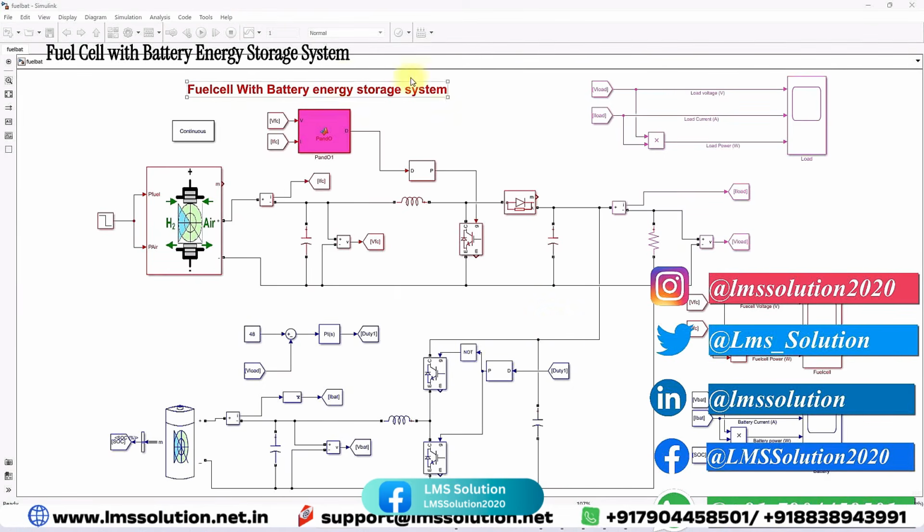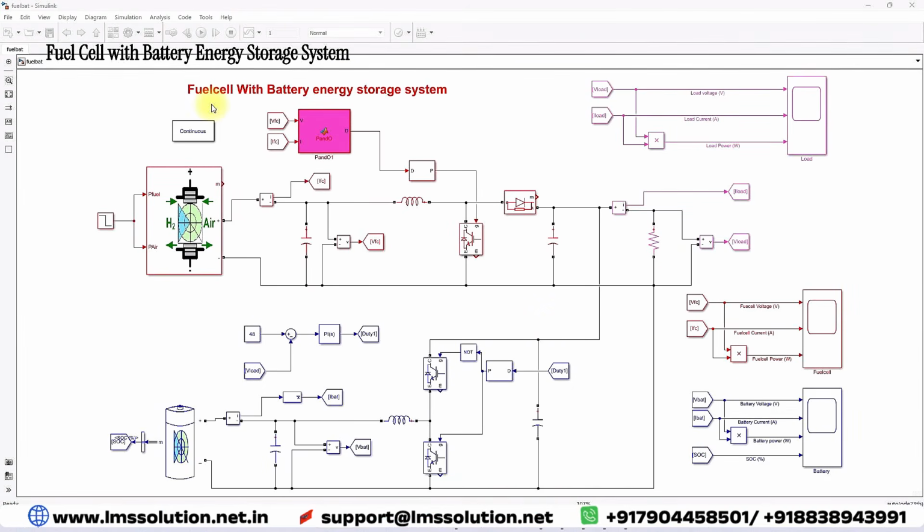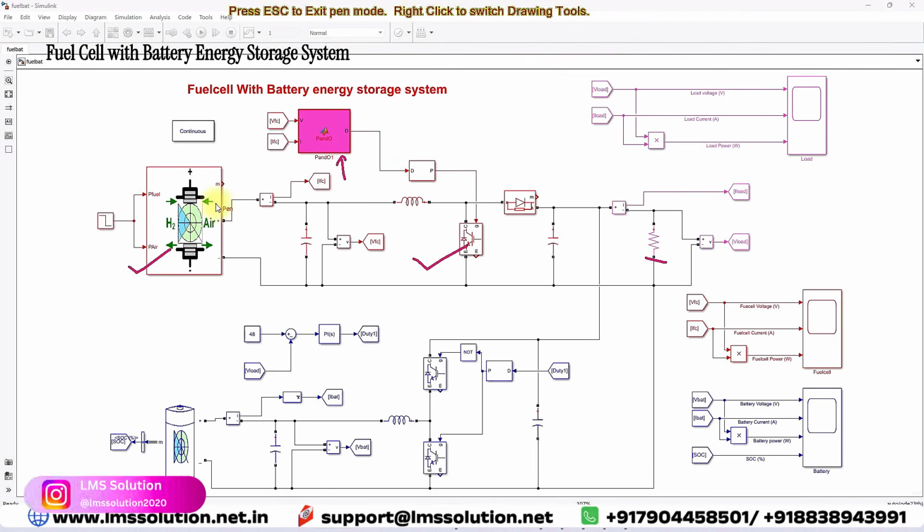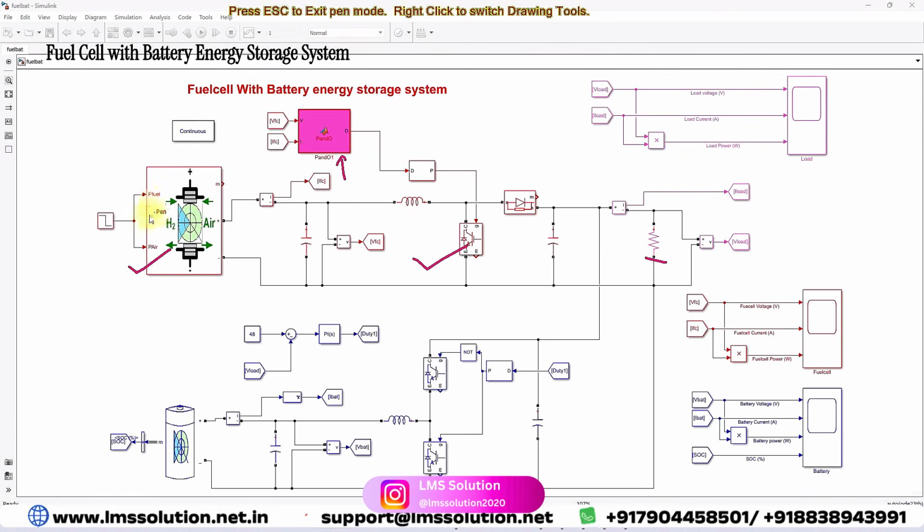Today we are going to see about fuel cell with the battery energy storage system. This is a simulation model we developed for fuel cell with the battery energy storage system for DC microgrid. The system consists of a fuel cell stack, and the fuel cell stack is connected to the DC bus or DC load via this boost converter, and this boost converter is controlled by means of P&O MPPT in order to extract the maximum power from the fuel cell based upon pressure of fuel and air.